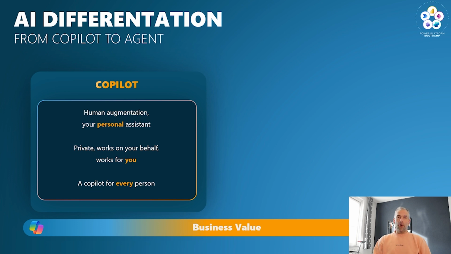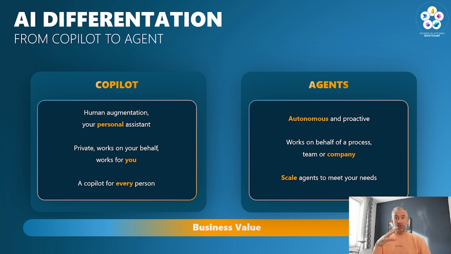So there is a difference between Copilot and agents, because a Copilot is a personal assistant. It assists you as a human. It works for you as a human. And there is a Copilot for every person, no matter in what piece of software or application you are working in. But what is important is that there is a one-on-one relationship between you as a human and a Copilot. If you do not work, the Copilot does not work. If you use Outlook and try sending an email, the Copilot will assist you with only that activity. That's a Copilot.